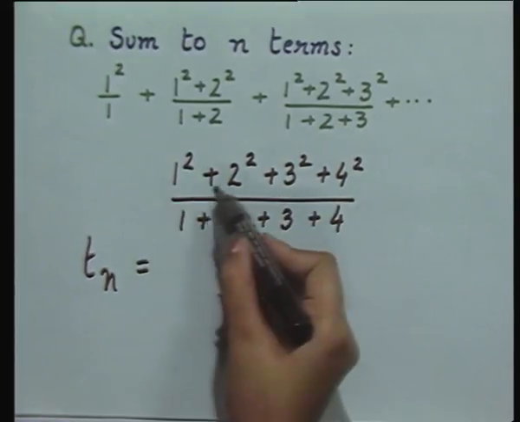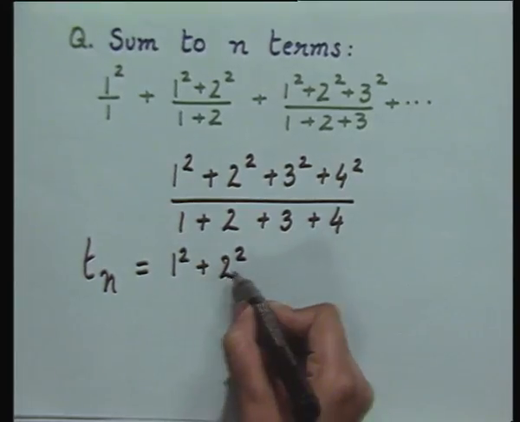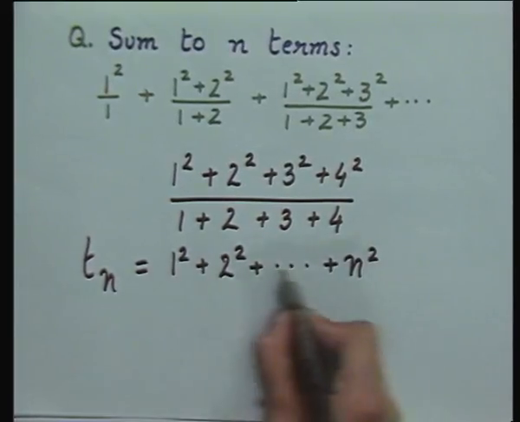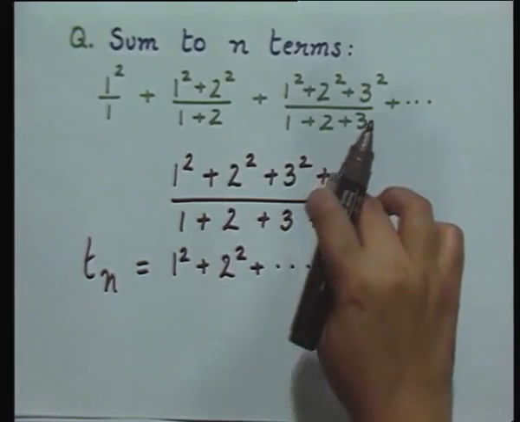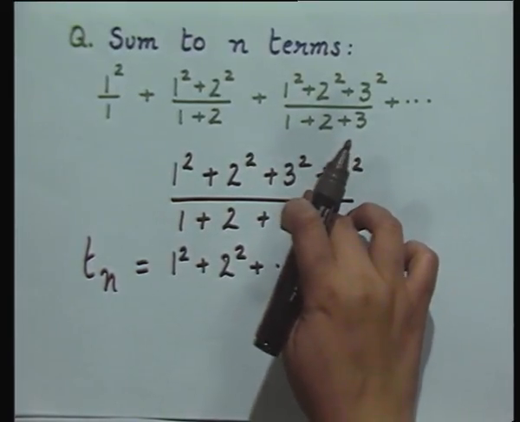Nth term, ma'am, because there are two, the numerator and denominator, you have to write for the numerator and denominator separately. So as you can see, what you have done is written 1 square, 2 square, 3 square up to 4 square for the fourth term. So it is the sum of the squares of first natural numbers. Again, it can be written as 1 square plus 2 square plus up to n square, because it's the nth term that we are writing. So it will stop at n square.